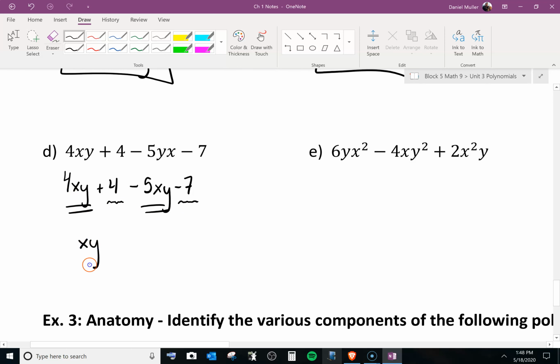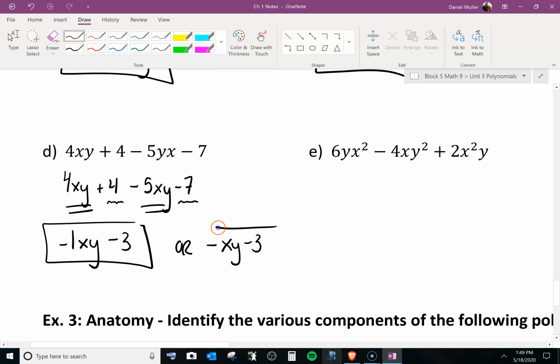So how many xy's do we have? We have 4 minus 5. That's a negative 1. And then we have a 4 minus 7, which is a negative 3. So we have a negative 1 xy and a minus 3. You don't actually have to write the 1, though. You could, if you wanted to, just write negative xy minus the 3. So it looks like we're gonna have to do some rearranging for these ones.